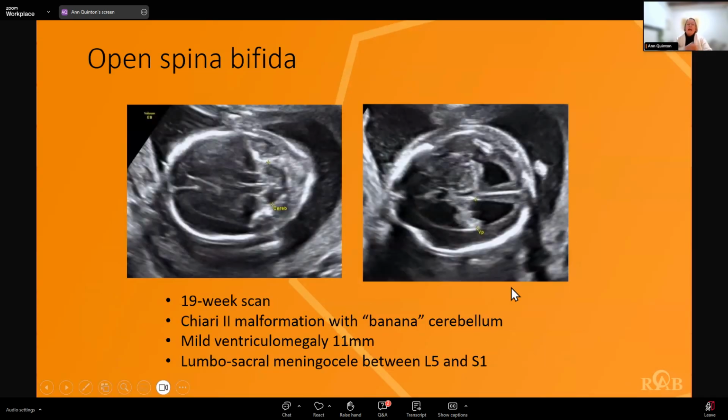This is the same case, and this is the 19-week scan, and we have the diagnosis here of spina bifida. So we can see the banana cerebellum from the Chiari-2 malformation here. We've got absence of the cisterna magna. There's mild ventriculomegaly. It measures 11 millimeters. And this fetus had a lumbosacral meningocele between L5 and S1.